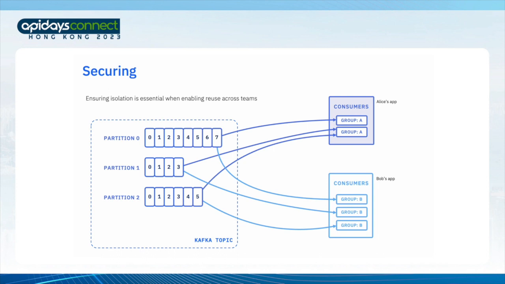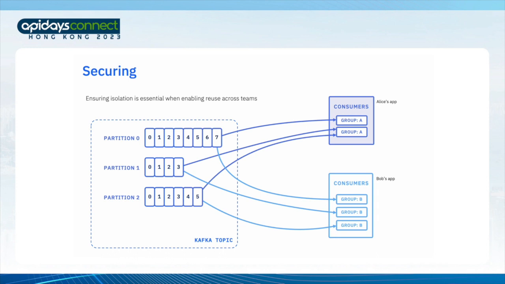So let's say he goes with the group ID B for Bob. Maybe he runs 3 instances of his app, and again Kafka will sort all of that out. Each of his app instances will receive roughly 1/3 of the events on the topic. Now doing this only works when Alice and Bob can coordinate.